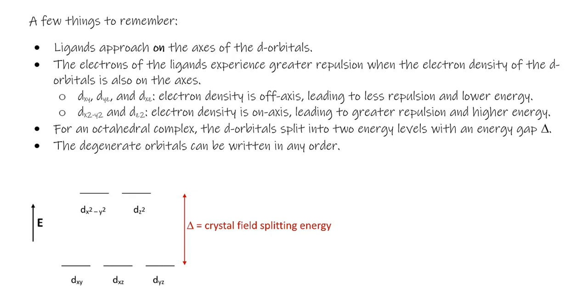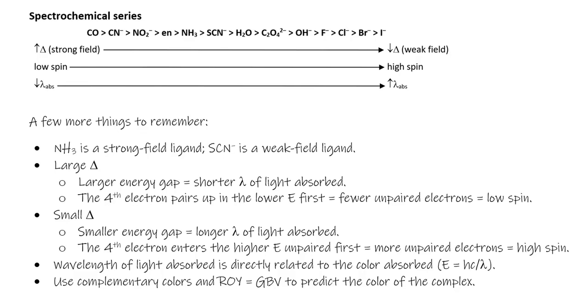So there are two types of predictions that we will make with this model based on the splitting of the d-orbitals. The first is related to the paramagnetism of the complex, and the second is related to its color. Both of these predictions are directly related to the magnitude of delta. The spectrochemical series shows us how the ligand in the complex is associated with a higher delta called a stronger field ligand, or a lower delta which corresponds to a weaker field ligand. The dividing line is at thiocyanate.